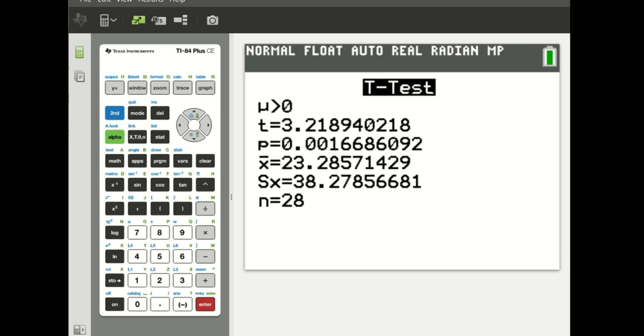Notice that when we round this to 4 decimal places, we'll have 0.0017. There's our x bar. Of course, that's our d bar. That's the average difference. So it looks like it was about 23 greater before to after. And then S sub x is really our S sub d. That is the standard deviation of the differences. And there's our n of 28.